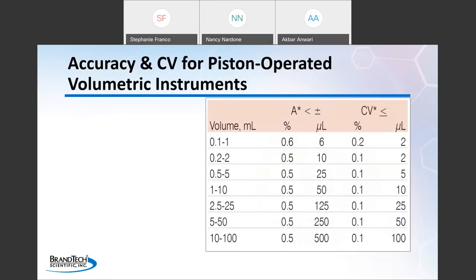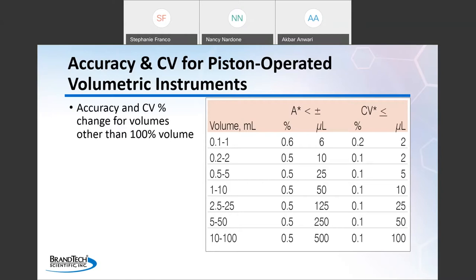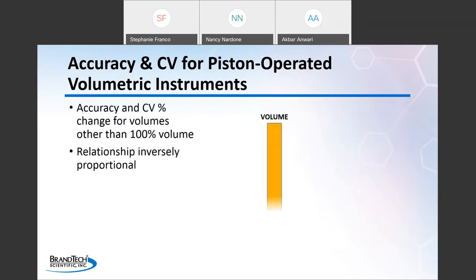It's also important to understand the relationship of accuracy and CV to volume when using an adjustable volume piston-operated instrument. Sometimes, as in the example shown here, a manufacturer's specifications table will state a single accuracy and CV value for each instrument. The specifications shown here are for the nominal or 100% volume of the instrument. However, when the instrument is used at different volumes throughout its range, say at 50% or 10% of the nominal volume, the accuracy and CV percentages will be different. And the relationship is inversely proportional. As the volumes dispensed get smaller, the accuracy and CV percentage values are going to get larger.